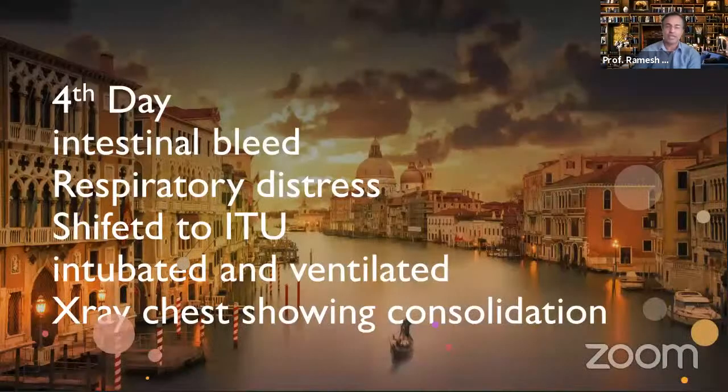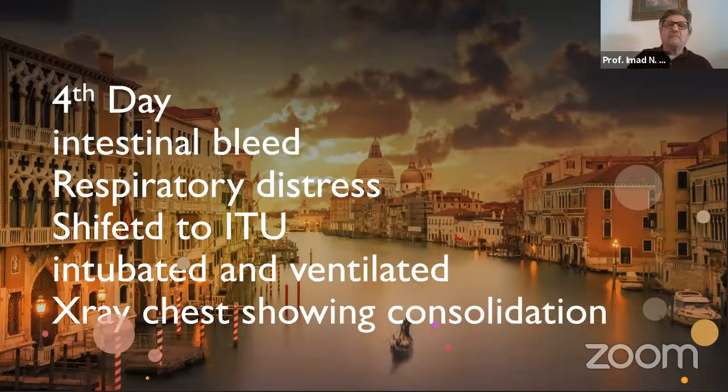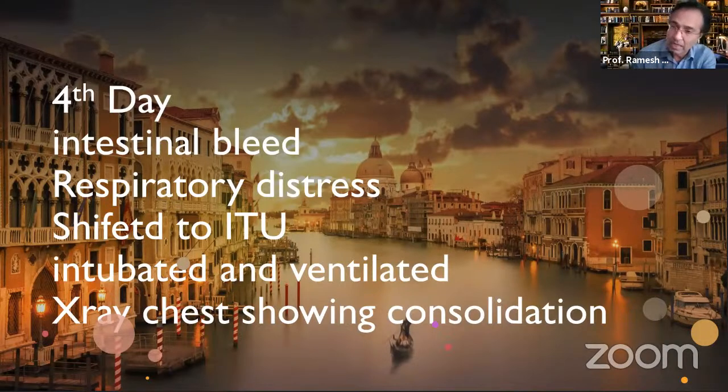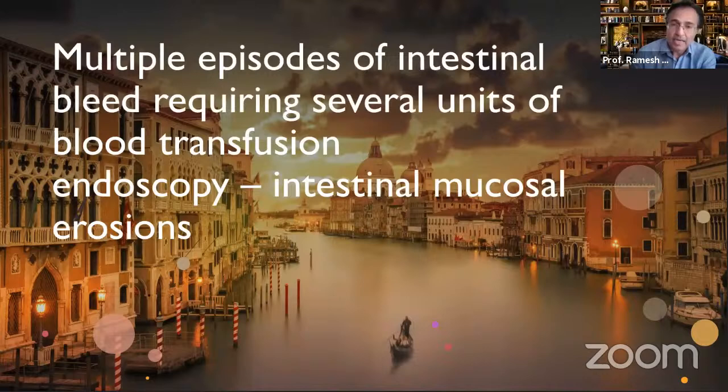Unfortunately, on the 4th day, he started having an intestinal bleed, subsequently also developed respiratory distress, and had to be shifted to ITU. His respiratory distress worsened so that he had to be intubated and ventilated. His chest X-ray and subsequent scans showed a lobar consolidation, and his intestinal bleed became a real problem. He started having significant blood loss, became hemodynamically unstable, and had to have several units of blood transfusion.